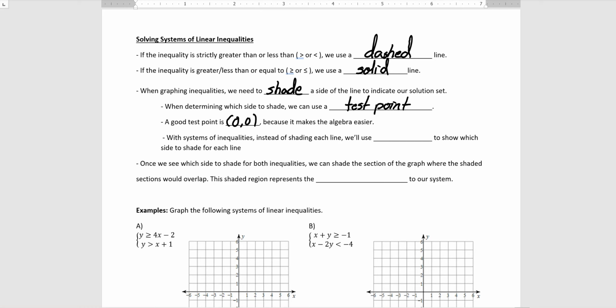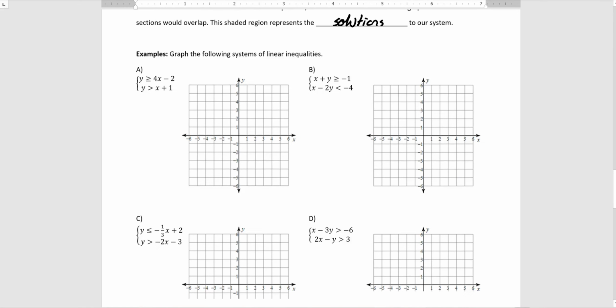Now, instead of just shading right away, remember, we're going to have multiple inequalities. So to determine which region we'll shade, we're going to use an arrow for both of them. And then where those arrows overlap, that'll be where we shade. That shaded region represents the solutions to the system. So with that being said, let's get started. Let's look at letter A.